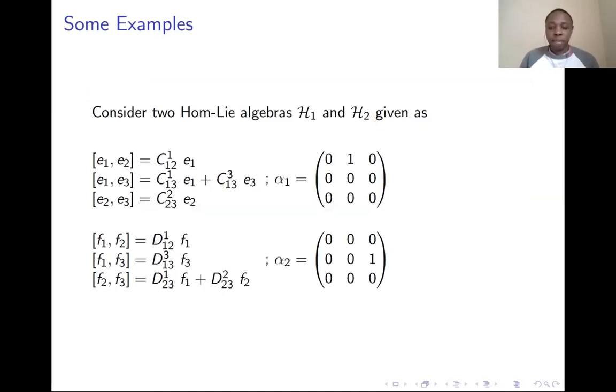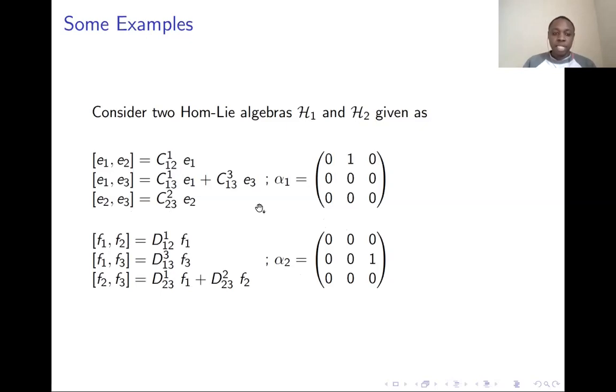So I thought maybe I should give an example to explain the theories that I've talked about. Consider two Hom-Lie algebras, H1 and H2. The first one up here is H1, and the second one here is H2, just to note the difference. I choose them to be three-dimensional. The first one has basis E1, E2, and E3. The second one has basis F1, F2, and F3, and their structure constants: the first one has C's, and the other one has D's. Then the alpha map for the first one is given in this way, and the alpha map for the second one is given in this way. These are the structure constants, but now specified as 0, 1, 0, and the rest.